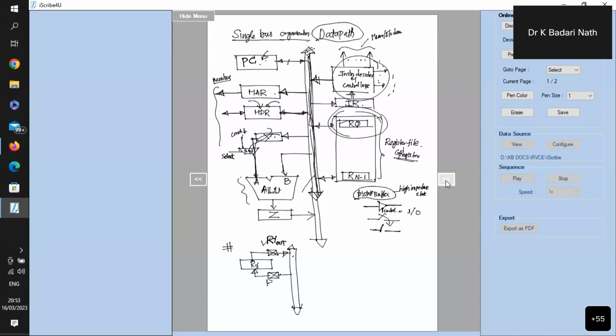Similarly, there's one more control signal called RI in. Whenever I generate the RI in signal, that means whenever it's 1, the bus is connected to the RI register. Whatever data is present in the bus will be written to the RI register. So these are the two control signals required for every register. Now there are 32 registers, so 32 into 2, 64 control signals will be there. Each pair of control signals controls writing or reading of the registers.